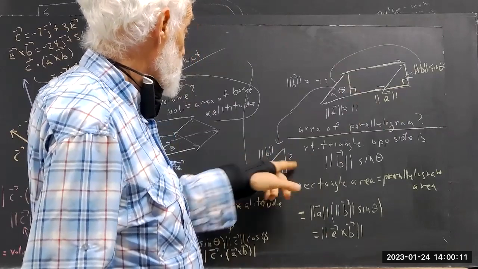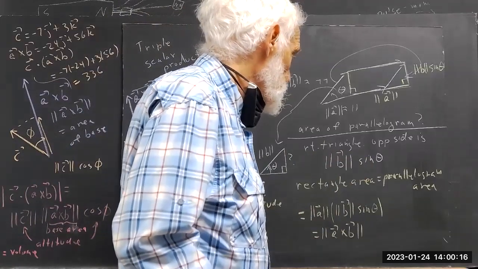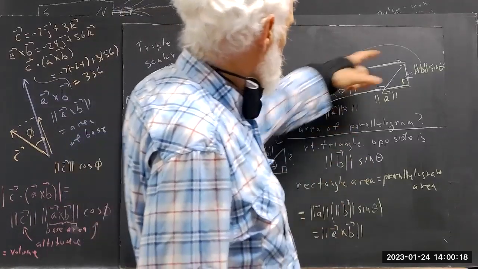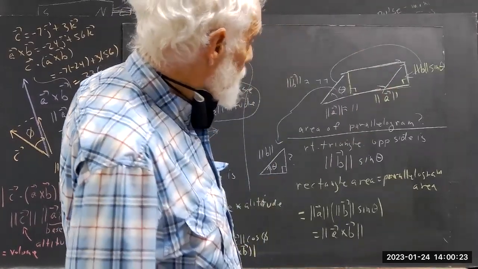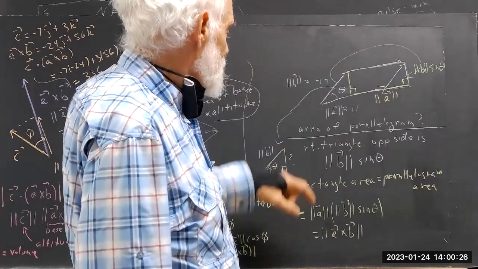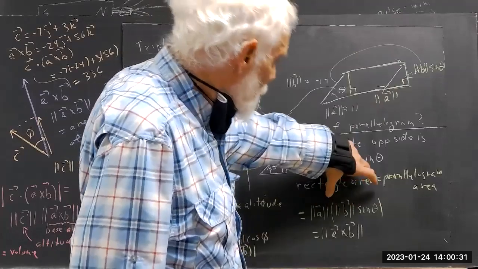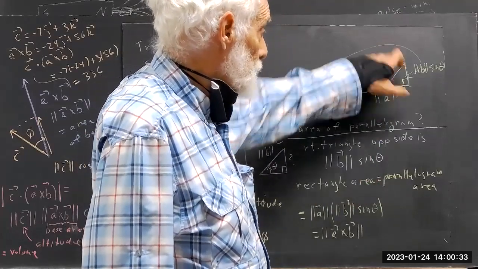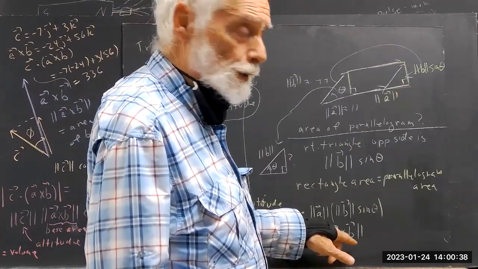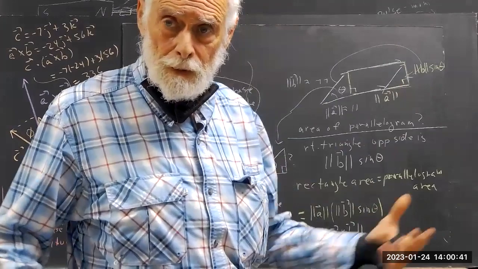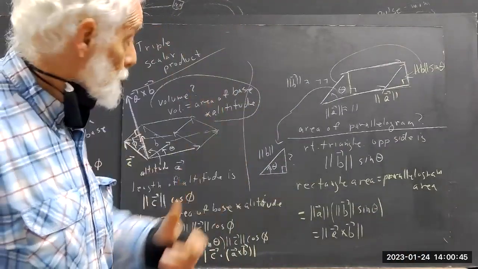Here's your right triangle, here's your opposite side, here's your hypotenuse. So right triangle, opposite side is magnitude of B sine theta. So now our rectangle area, which is equal to the area of the parallelogram, is going to be the length of the base, which is magnitude of A, times the length of the altitude, which is magnitude of B sine theta, which is the magnitude of A cross B by the definition of the magnitude of the cross product.